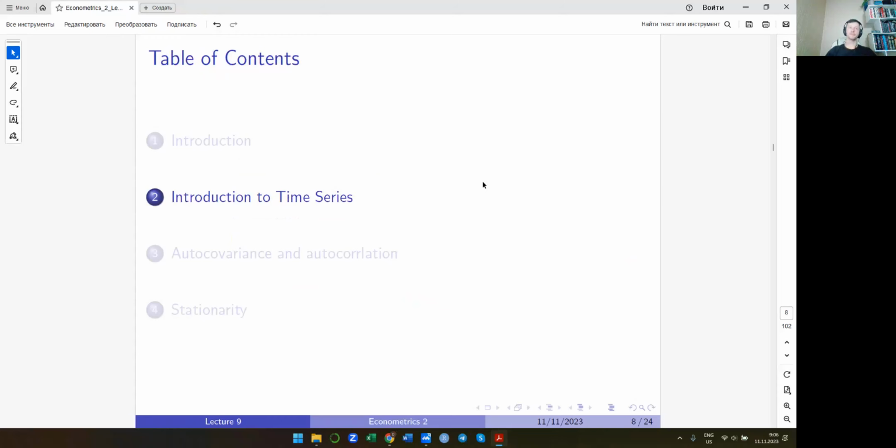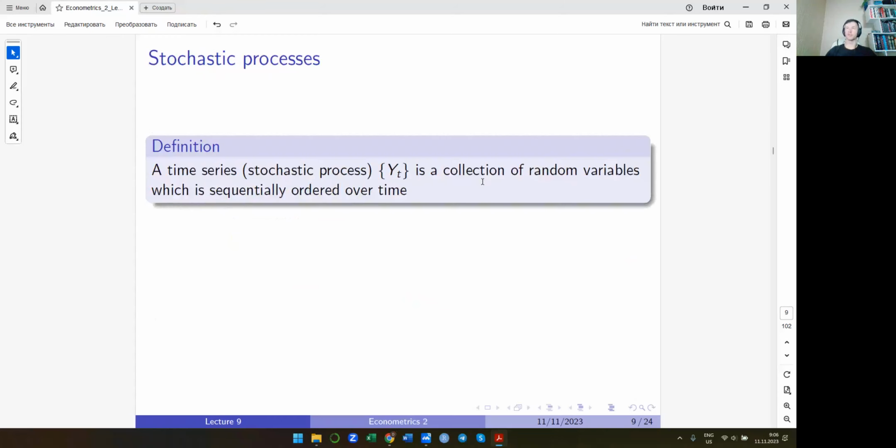So now, let's talk about some formal things in time series. A time series, sometimes it is called a stochastic process. We denote this with these curly brackets, {Y_t}. This is a collection of random variables which is sequentially ordered over time. This is the most important characteristic of time series. Random variables are sequentially ordered over time. So what does this mean?